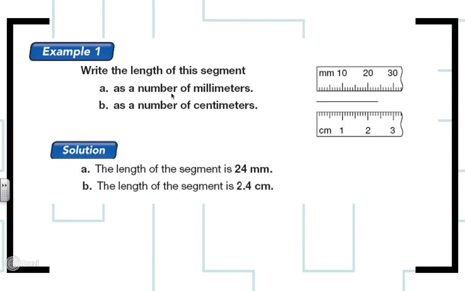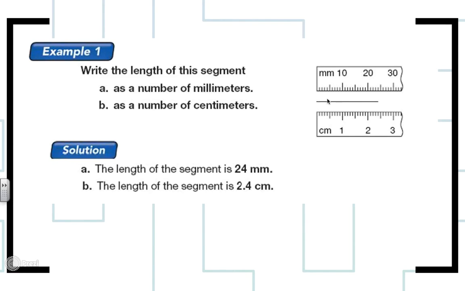All right, let's go to our example number one. We're going to write this length in millimeters, and we're also going to write it in centimeters. For letter A, it's asking for millimeters, and in this millimeter ruler, we can count 20 and it goes all the way to 24. So for letter A, we're going to write down 24 millimeters.